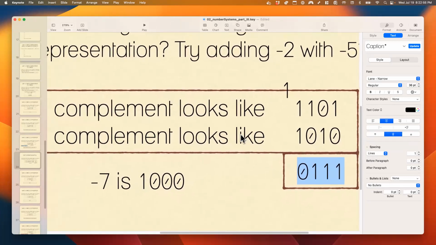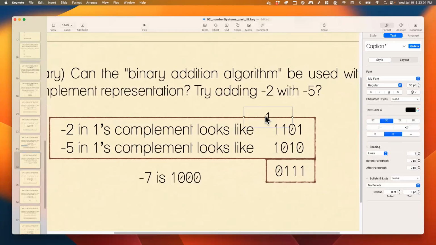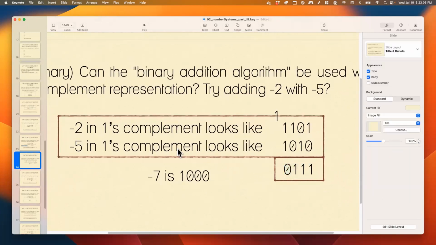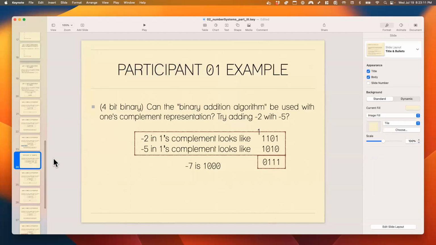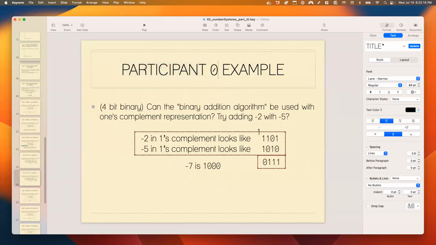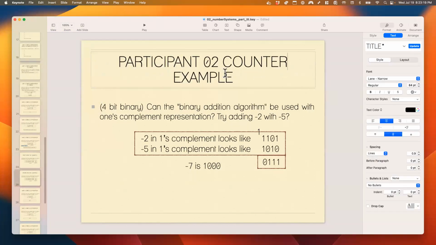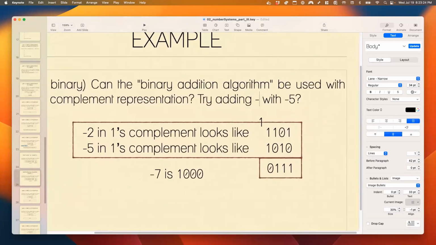But before I tell you what the answer is, I'm going to try to demonstrate for you that having a 1 here and then swapping the answer is not going to work every single time. So I'm going to say participant 1 example, and then participant 2 counter example. That's my example. I'm going to give you a counter example to your theory. Let's say, for example, -2 and -1.